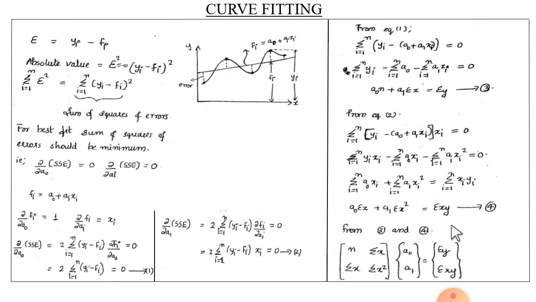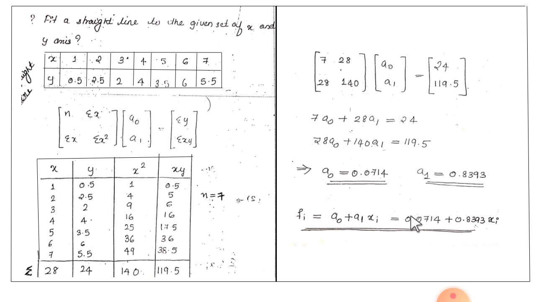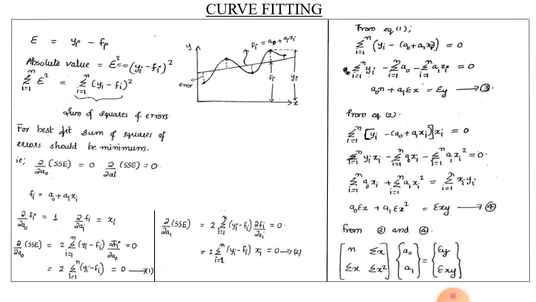From equations 3 and 4 you can arrive at this form, that is the matrix [n, sigma x; sigma x, sigma x squared] into [a0; a1] is equal to [sigma y; sigma xy]. So this is the equation for curve fitting, now that is in case of a straight line. So this is the equation in case of a straight line.